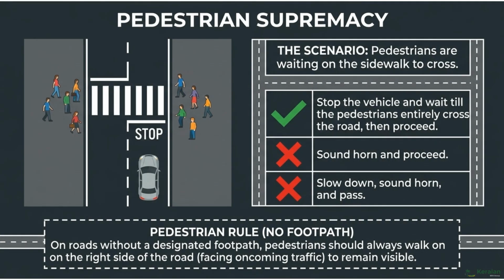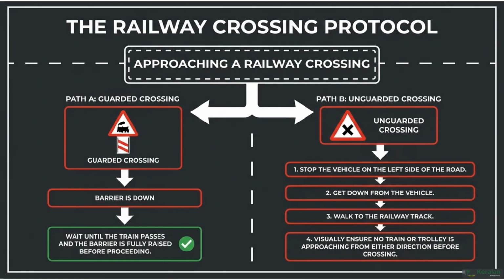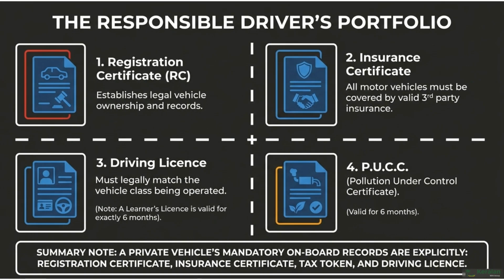Pedestrians have supremacy at crossings. Always stop and wait for them to fully cross before proceeding. If there is no footpath, pedestrians should walk facing oncoming traffic. Finally, when approaching a railway crossing, follow the specific protocol for guarded or unguarded crossings to ensure you cross safely and without incident. A responsible driver must carry the correct documentation at all times.